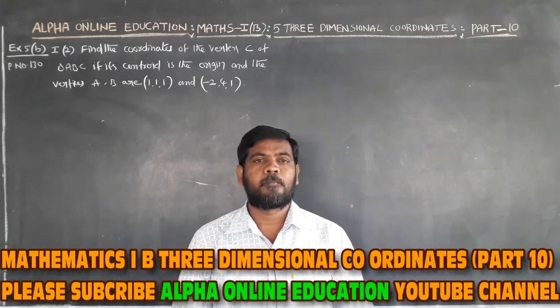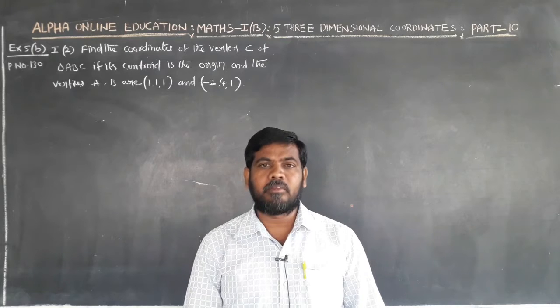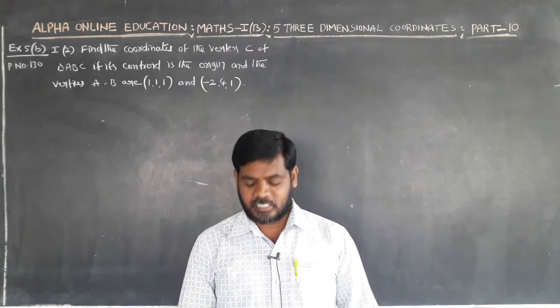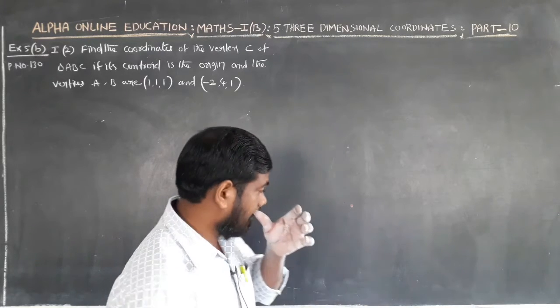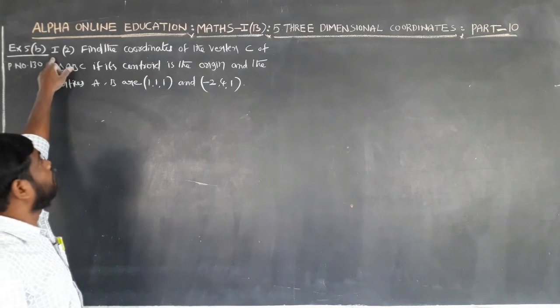Mathematics 1B, fifth chapter, 3-dimensional coordinates. Exercise 5B problems. First one is the first bit, second problem.